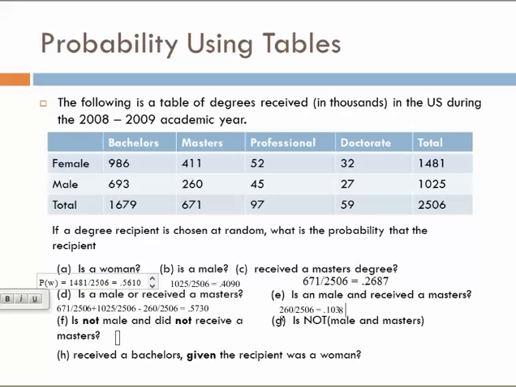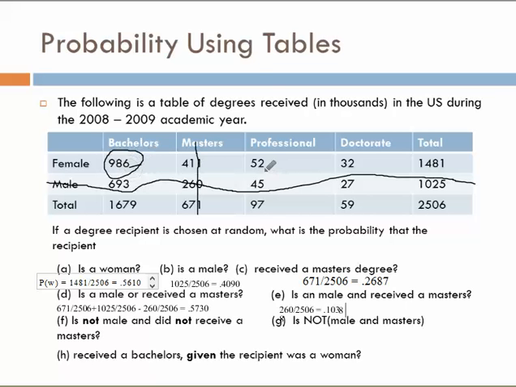So in other words, if I went through and just kind of crossed out this column and crossed out this row, that would eliminate everyone who's male and everyone who did not receive a master's. In this case, it leaves me with 3 boxes. This one, and this one.